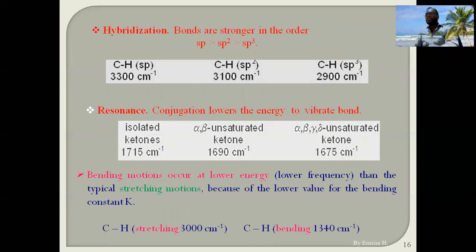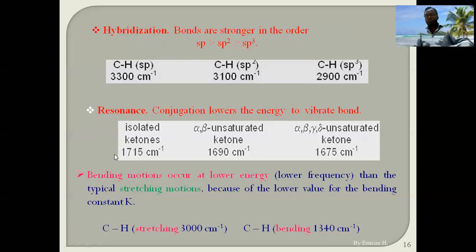In terms of hybridization, sp is greater than sp2, which is greater than sp3, in terms of bond strength. In terms of resonance, conjugation lowers the energy needed to vibrate the bond. In this case, here you have alpha, beta conjugation. In this case, it is an isolated ketone, so there is no conjugation. Here you have alpha, beta unsaturated ketones, where again there is a conjugation. And when you come to alpha, beta, gamma, you again have other conjugation. So the conjugation is lowering the energy to vibrate the bond.